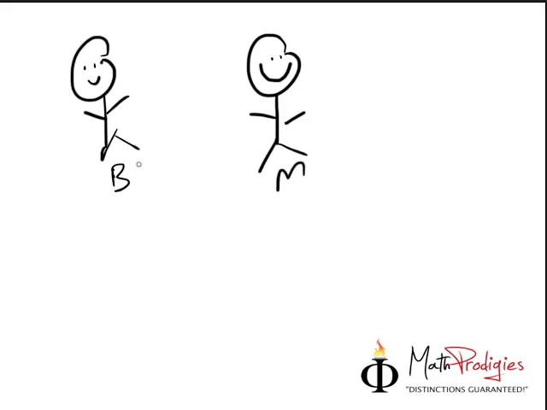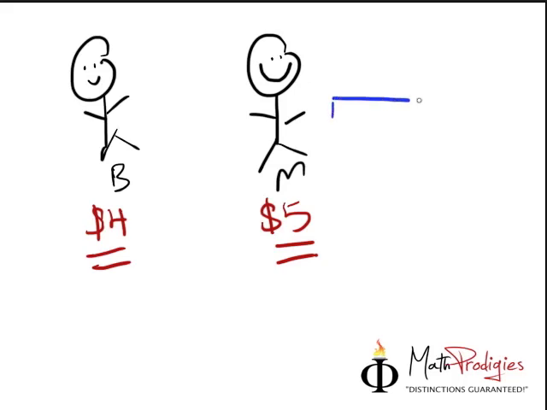Alright, so for every $4 that Ben gets, what does Mustafa get? He gets $5. So that means every time he gets $4, Mustafa will get $5. That's why he's much more happier. In other words, I'm going to draw for you a little model. Models are very important because they show you how it looks like in the real world.